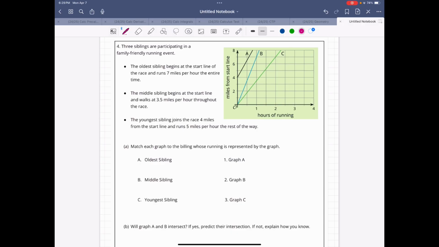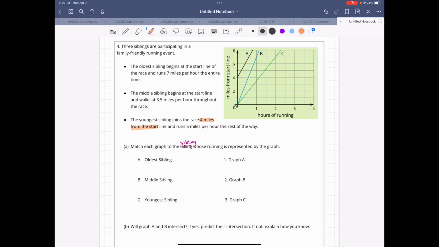In part A, we're going to go ahead and match each graph to the sibling whose running is represented by the graph. There's a typo here, it should say sibling. So we have to pick up some key words here. For example, the youngest sibling joining the race 4 miles from the start.